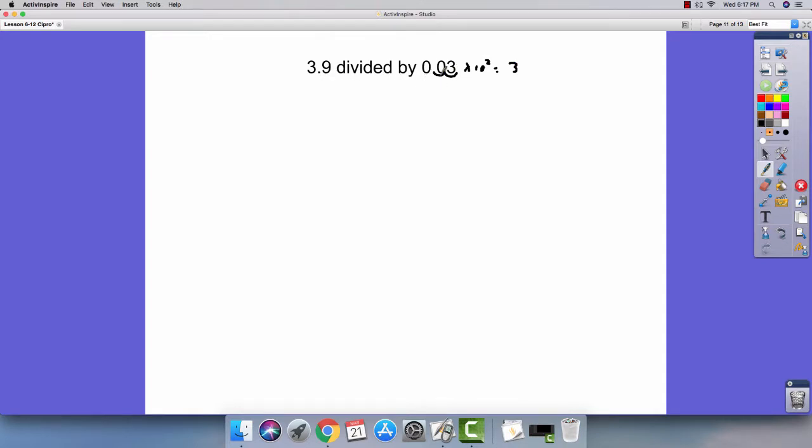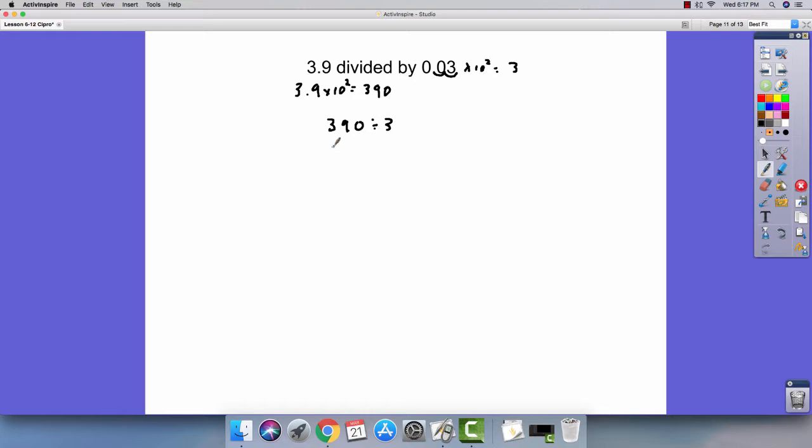And whatever I do over here to my divisor, I need to make sure I do to my dividend. So I also need to multiply 3 and 9/10 times 10 to the second power because I don't want to change anything. I want to make an equivalent problem, and that would get me 390. So now I have the problem 390 divided by 3. And my first step then is to make a quick estimate.